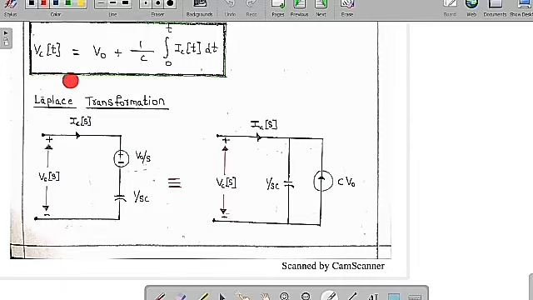So if you apply the KVL, we are going to get Vc(t) is equal to V naught plus 1 by C integration from 0 to t of Ic(t) dt.